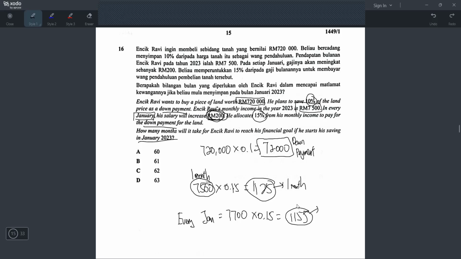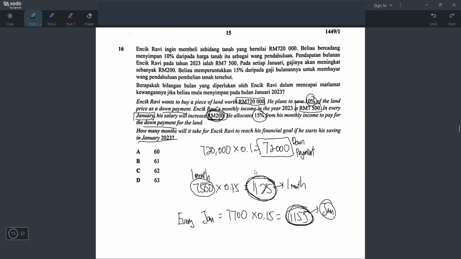And what is 1155? The amount you save in 1 month, but for January. So amount saved in January. In 1 month also lah. This is the amount saved in 1 month. This is also the amount saved in 1 month. It's just that this one is in January, because January special sikit ada salary increase. That's why the amount you save banyak sikit lah, 1155. But in other months, you can only save up 1125, right?